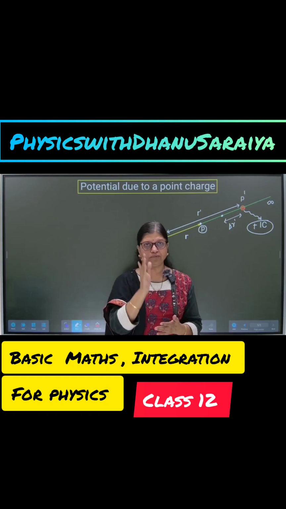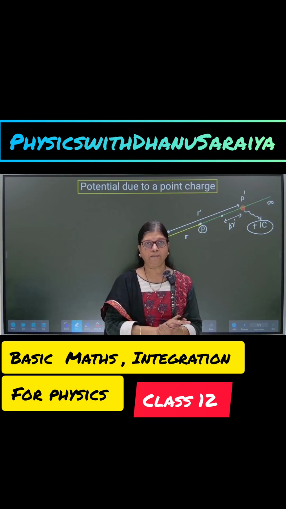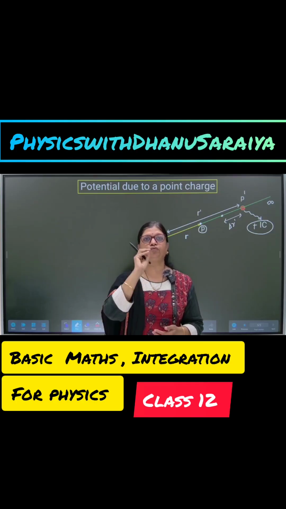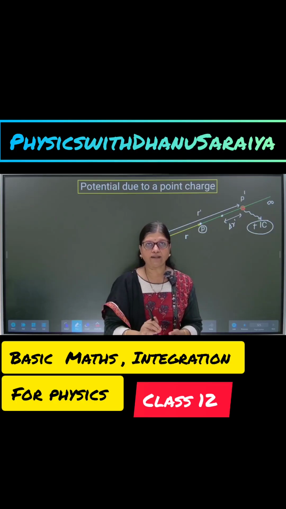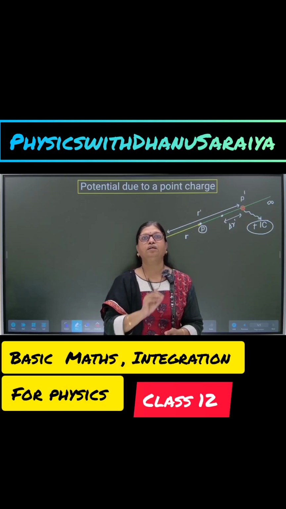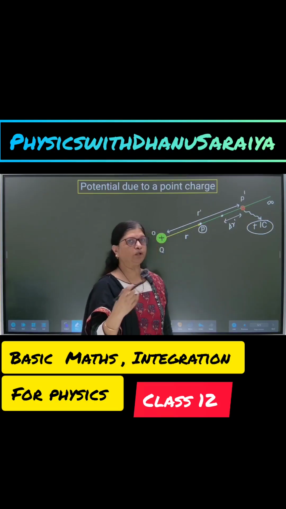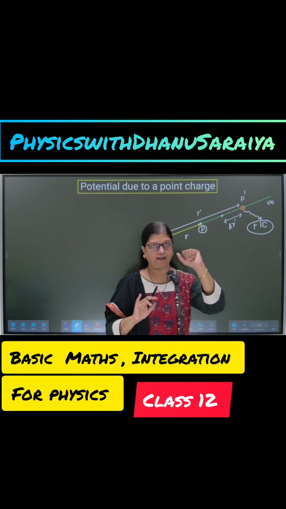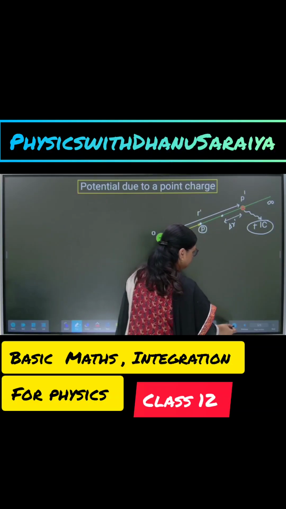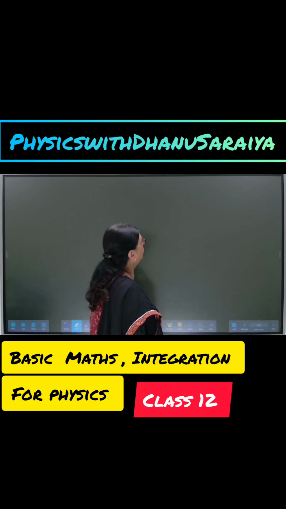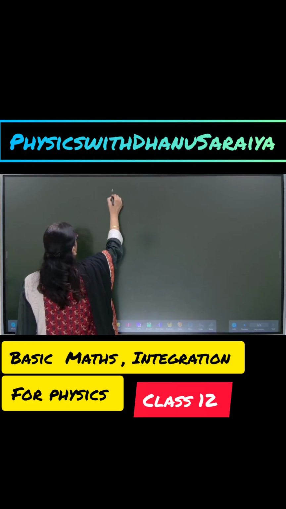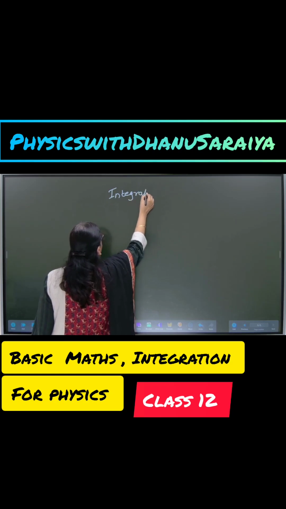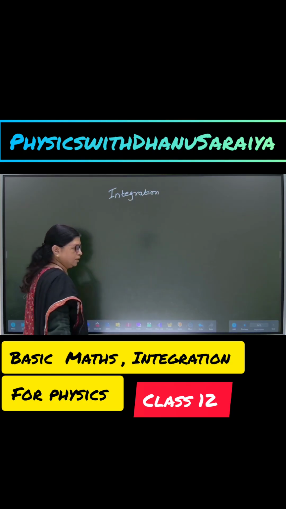cube. Now, before starting this derivation, let us first learn some amount of maths which is required to derive this formula. So let me go to the next page, then I shall come back to this page and we shall do the derivation. Okay, so let me go to the next page here where I am going to talk about integration which is required for this derivation.